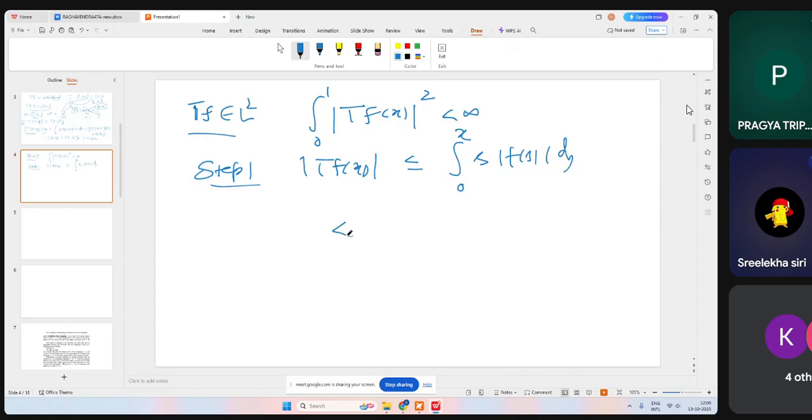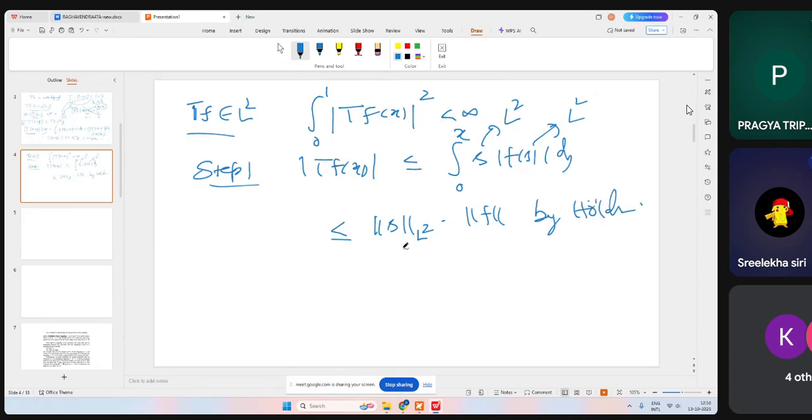By Hölder, this will be less than or equal to, so this is in L2, obviously. This is in L2, given. Therefore, this will be less than or equal to the L2 norm of S into the L2 norm of F by Hölder. Actually, here you have 0 to X, but now I raised X to 1. Now this is finite.